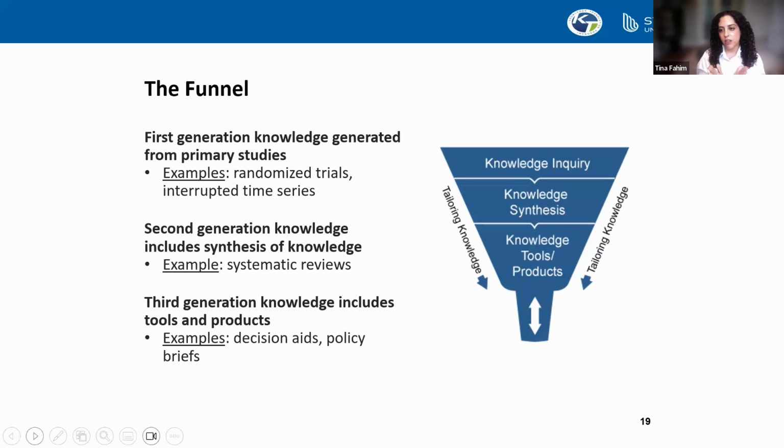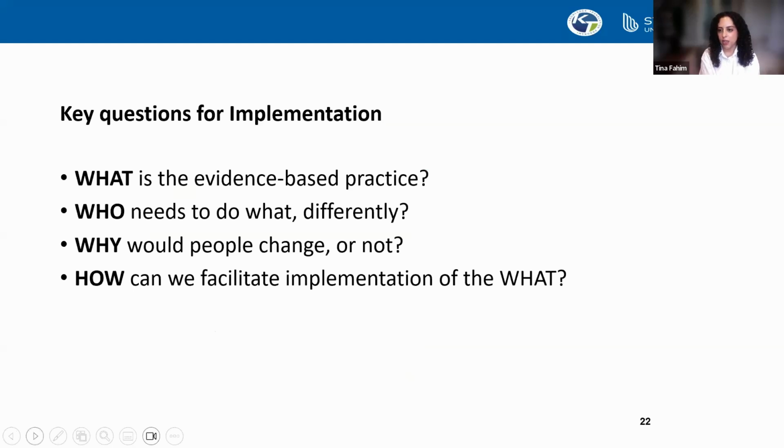And so in that final funnel, we're creating things like decision aids, guidelines, policy briefs, infographics, so really tangible products that tell people exactly what it is that we want them to do. And so there are four key questions we can keep in mind when we're working through that action cycle. So the first question is, what is the evidence-based practice? So what specifically do we want people to be implementing?